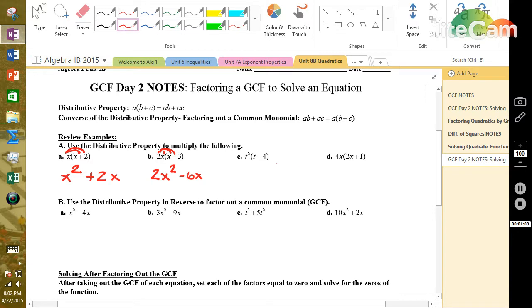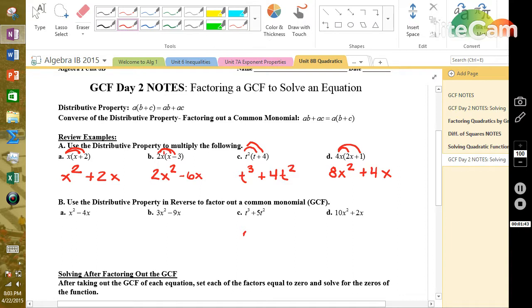For example C, t squared times t gives me t cubed. Remember, you're adding the exponents. T squared times 4 would give me a positive 4t squared. For D, 4x times 2x will give me 8x squared. 4x times 1 would give me a positive 4x.